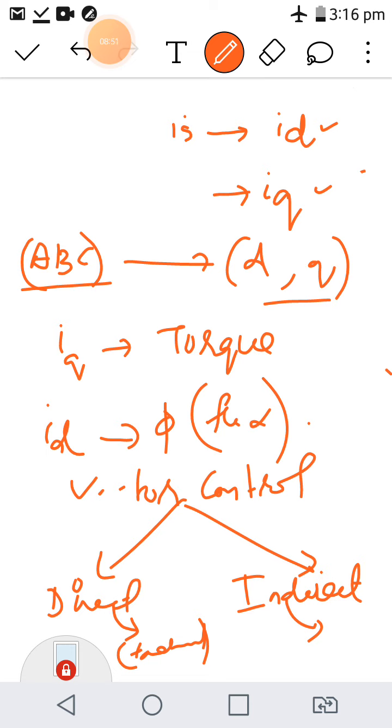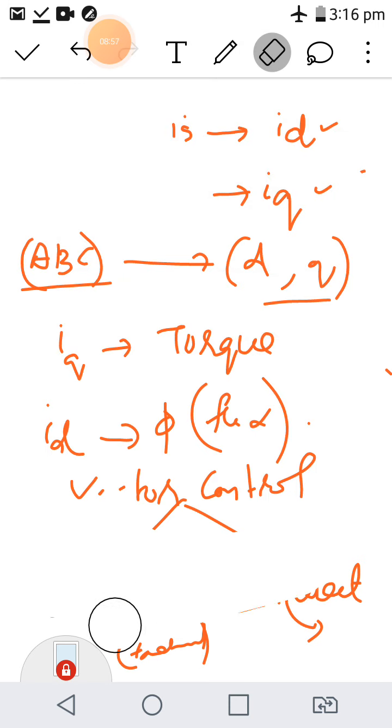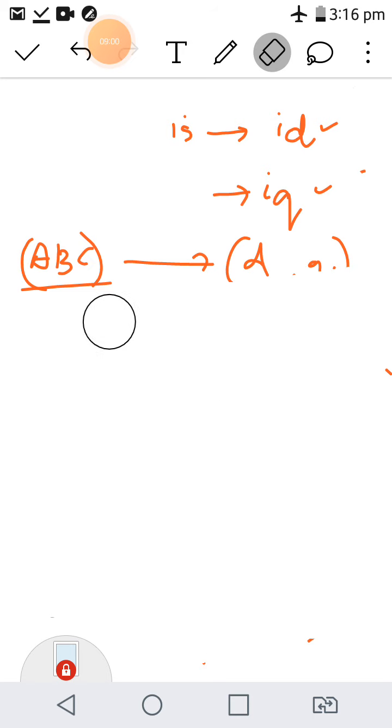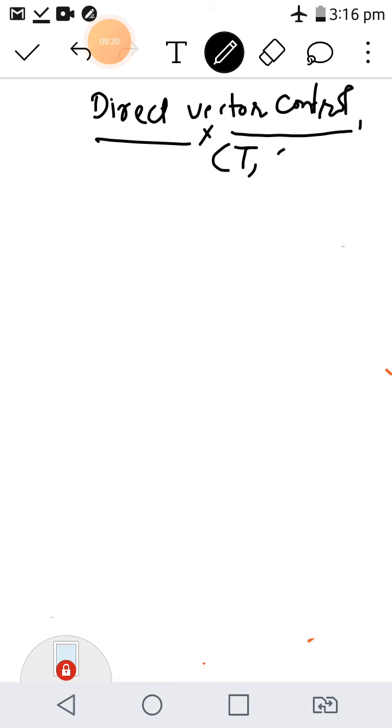So first of all, we can see the direct vector control method. It's very easy, you just have to understand the block diagram. So, direct vector control principle. What are the parameters that we are going to control? We are going to control torque and flux independently. So there must be two loops, one for the control of torque and one for the control of flux. That's all.